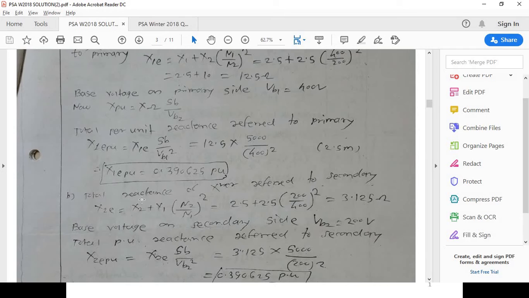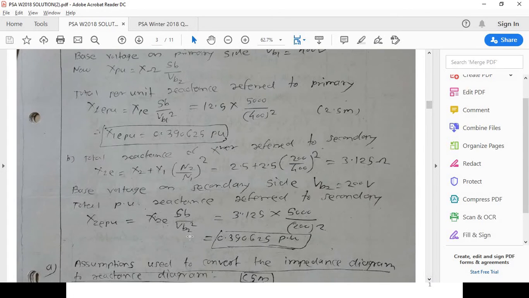Now the base voltage on the primary side is 400. So as per the transformer ratio, on the secondary side VB2 will be equal to 200 volt, and the total per unit reactance referred to the secondary, X2E per unit, is equal to X2E into SB upon VB2 squared, where X2E we had already calculated, 3.125, into SB in volt ampere, the base value of the power, 5 kVA, that is 5000 volt ampere, upon VB2, the base voltage on the secondary side, squared, that is 200 squared. So it will be 0.390625 per unit.